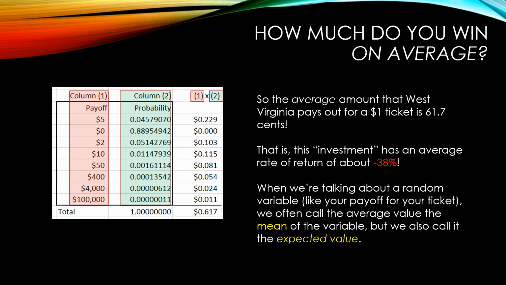That return on investment is about negative 38%. Sometimes people call lottery tickets a tax on people who can't do arithmetic, and this is why. Obviously, the reason that the state runs the lottery is to make money, and what we can see here is they make a pile of it.